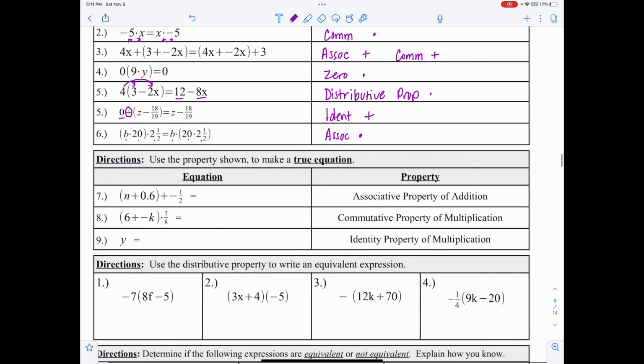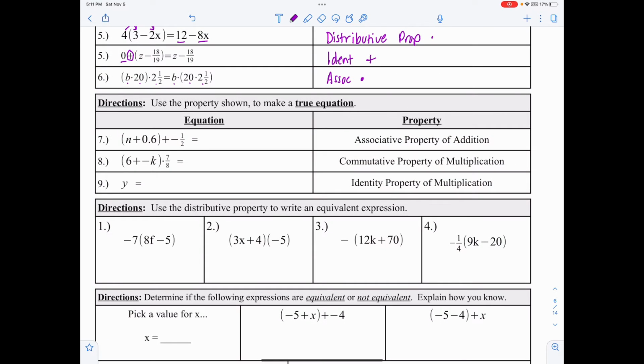So that's the process of identifying the properties. Okay, so you're aware of what's going on and how they work, and that it's okay to move them around that way. All right, next they actually want us to use those properties to create a true equation or equivalent expression on the right side. So let's go ahead and do that. They want us to use the associative. Associative, I know, is grouping. So all I have to do is write the exact same thing. So I'm going to write the n plus 0.6 and plus the negative 1/2. And all I have to do is change the grouping. So instead of n plus 6/10, I'm going to do the 6/10 plus the negative 1/2. So I changed the grouping with the addition operations.